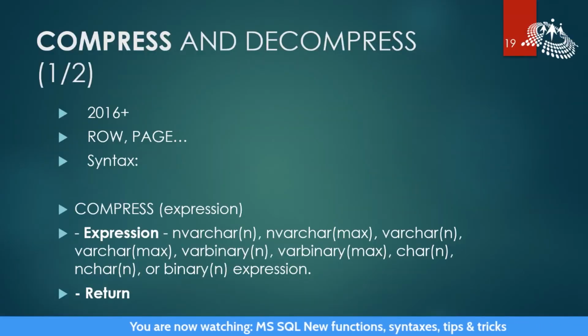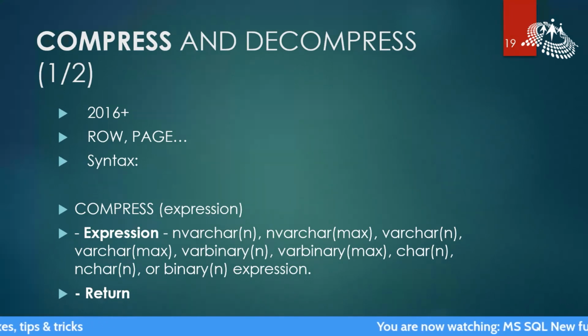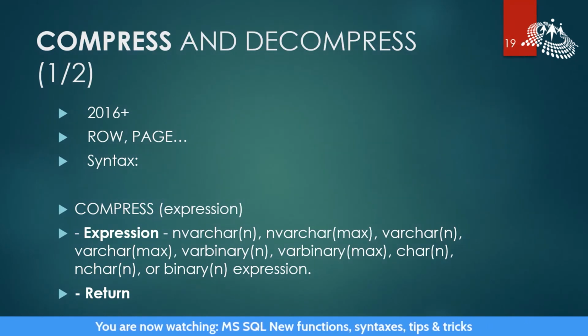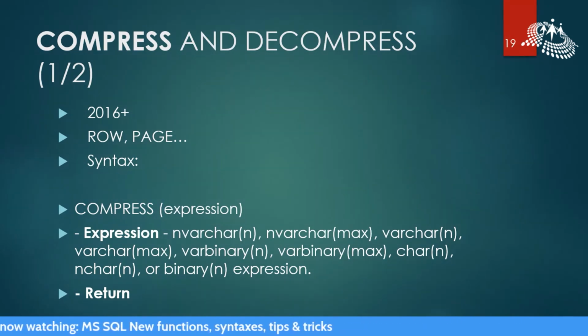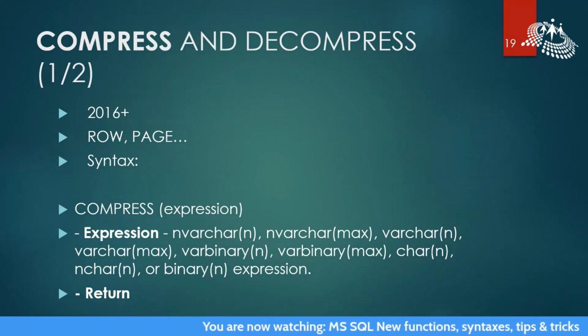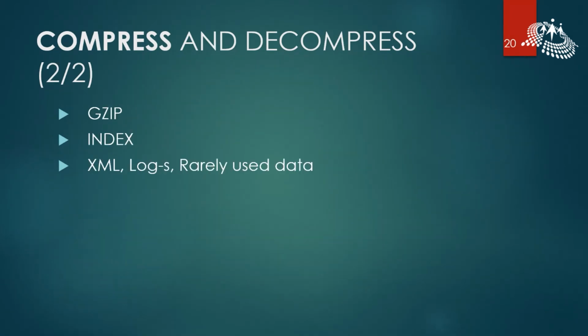Compress and decompress. It was introduced in SQL Server 2016. Maybe you know that SQL Server already supports row and page compression of the data, and the COMPRESS function isn't a replacement for them. The function returns the data type varbinary(max) that represents the compressed content of the input. It uses the gzip algorithm for data compression, and compressed data cannot be indexed.